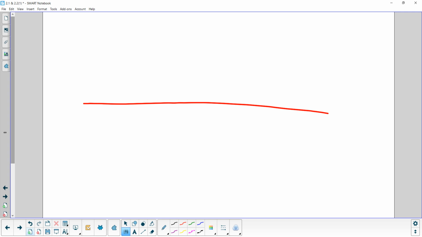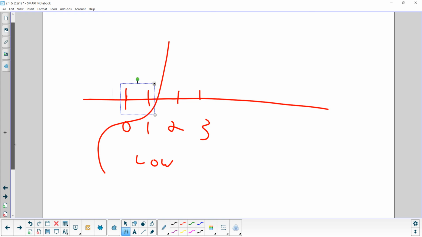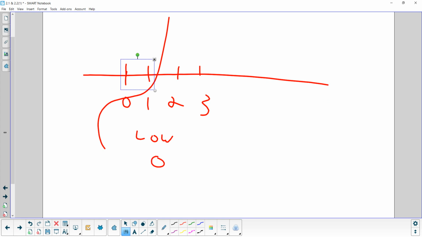So let's say we had a root that crossed, let's just do it like this. 0, 1, 2, 3. And our graph looked like this. So we could pick a value that we know is lower, okay? 0. So we start with the low value of 0. Then we say, okay, pick a value that's higher, 2.